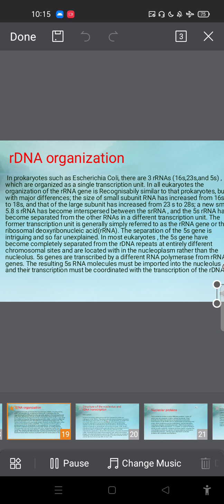In most eukaryotes, the 5S genes have become completely separated from the rDNA repeats at entirely different chromosomal sites and are located within the nucleoplasm rather than the nucleolus. 5S genes are transcribed by a different RNA polymerase from rRNA genes. The resulting 5S RNA molecules must be imported into the nucleolus, and the transcription must be coordinated with the transcription of the rDNA.